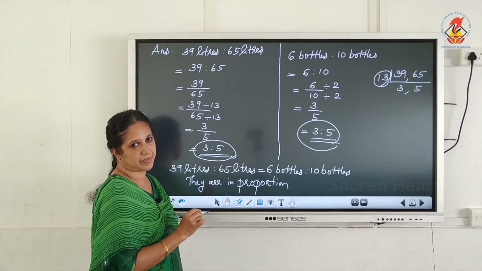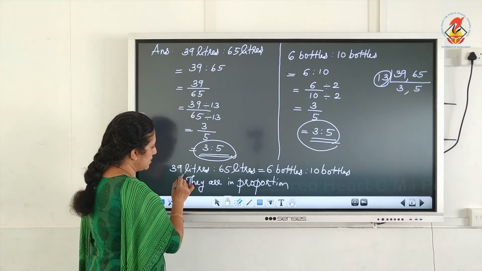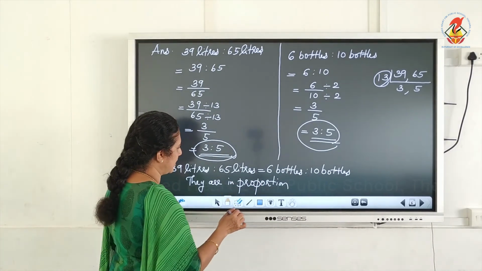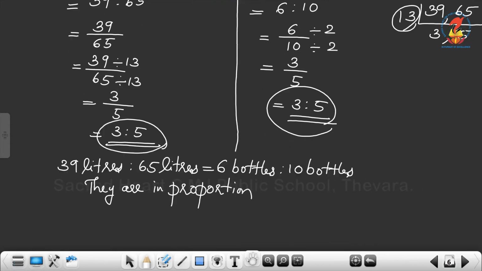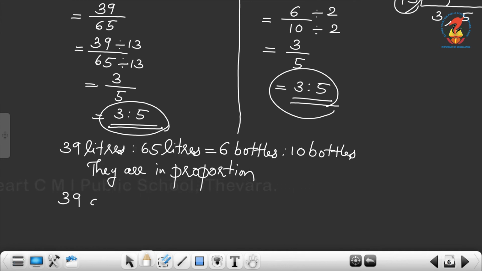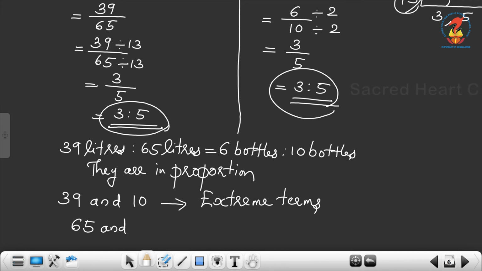middle terms. So, which are the extreme terms? 39 and 10. The extreme terms are 39 and 10. So, 39 and 10 are known as the extreme terms. Then which are the middle terms? 65 and 6 are the middle terms.